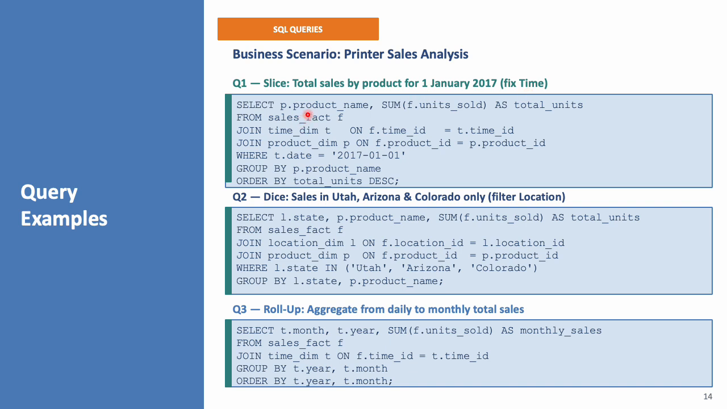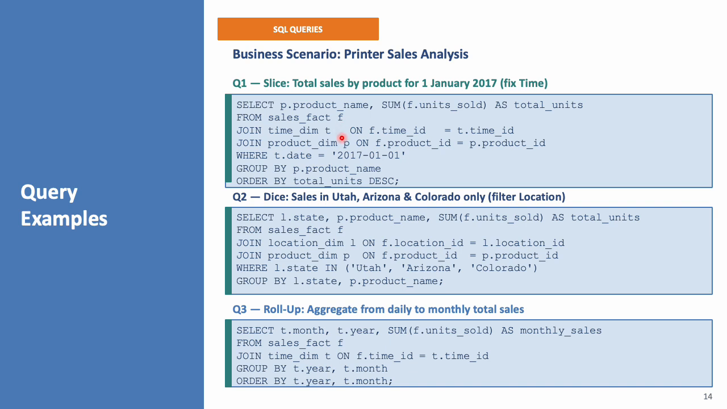Select specifies the 2 columns we want in the output, the product name and the sum of units sold. The sum function adds up all the unit values for each product. From sales fact tells the database to start with the central fact table, where all sales events are recorded. The letter F is just a short alias.